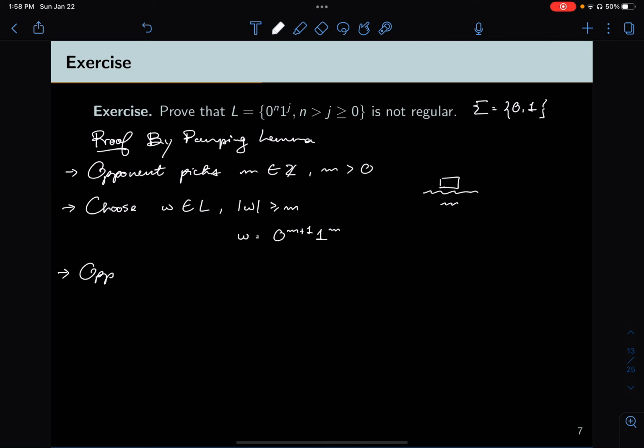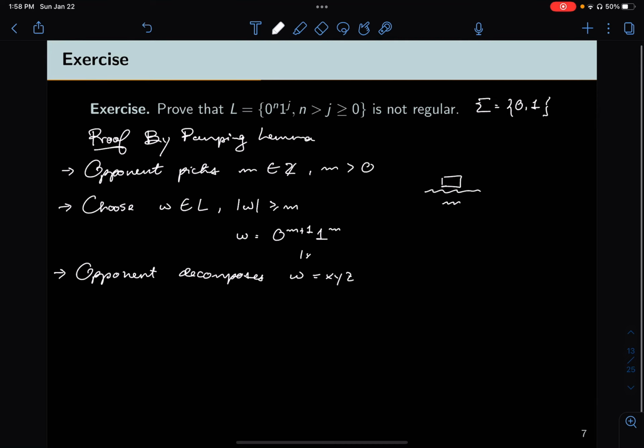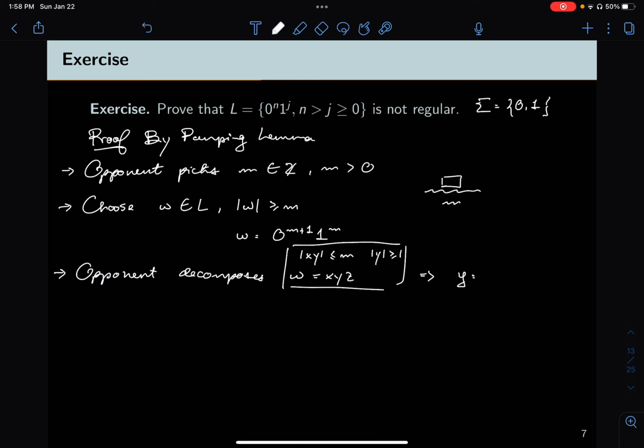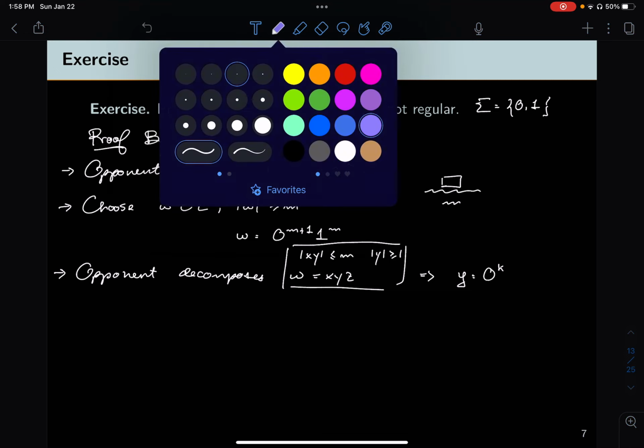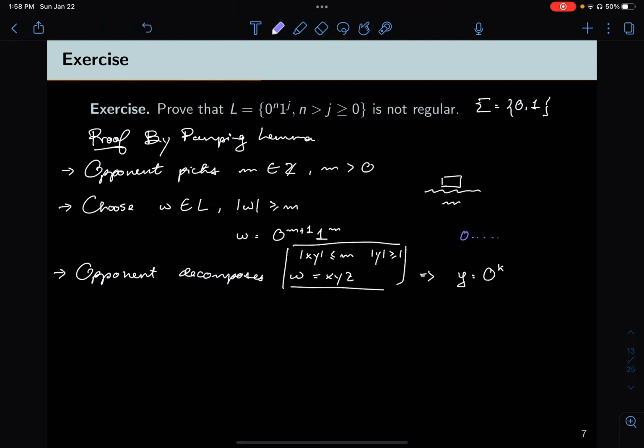Now our opponent decomposes w into x, y, z. Because xy has to have length at most m, and y has to have length at least 1, this together implies that y has to be k zeros. If I have my string here, let's use purple, this is my string: I have m plus 1 zeros, and I have m ones.